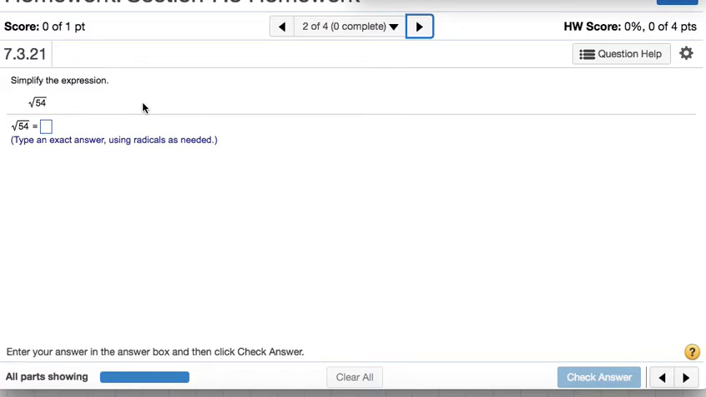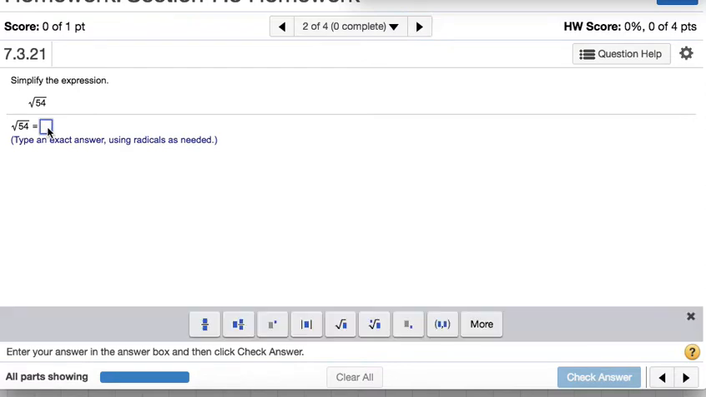So what they want you to do here is simplify, and you notice it says using radicals as needed. That means that your answer is going to need to have the square root symbol in it. And to get the square root symbol, when you click on the box, the square root symbol is in the middle of this row of buttons along the bottom. So that's how you get that, and then we're going to talk about how you actually get the answer here next. So the process for simplifying square roots.